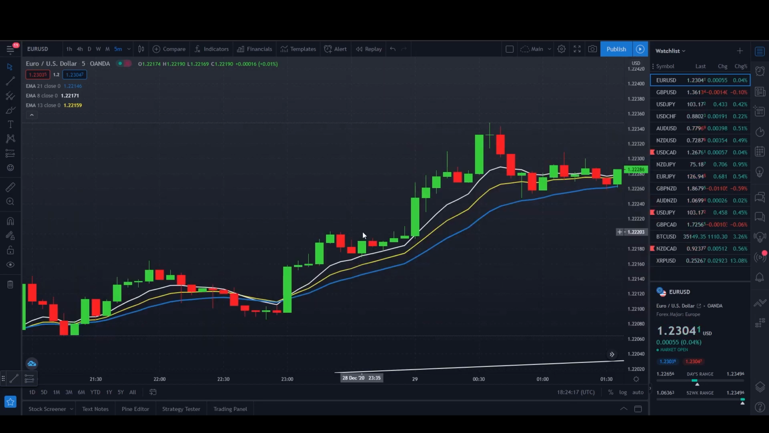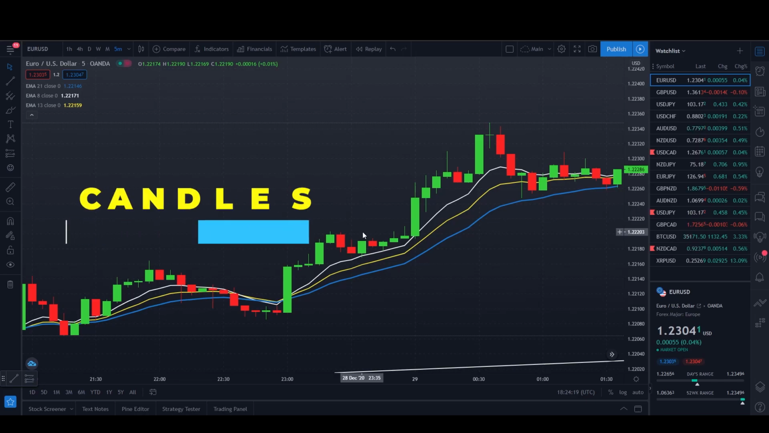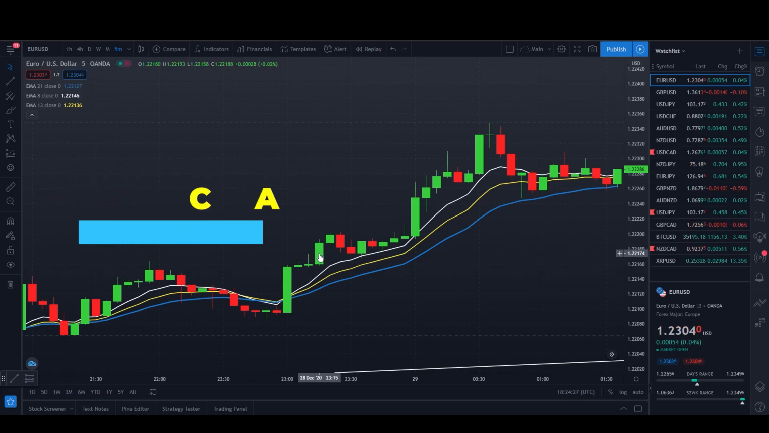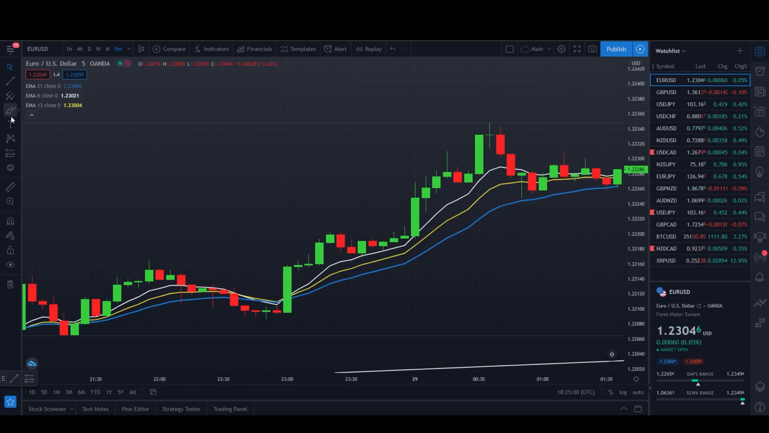By finding those points, you need to count them by the body itself. It's not the wick that you need to count from, it's not somewhere over here or over here. It's the actual body. So as soon as you see this candlestick, the one that touched the moving averages, you have to count back 5.